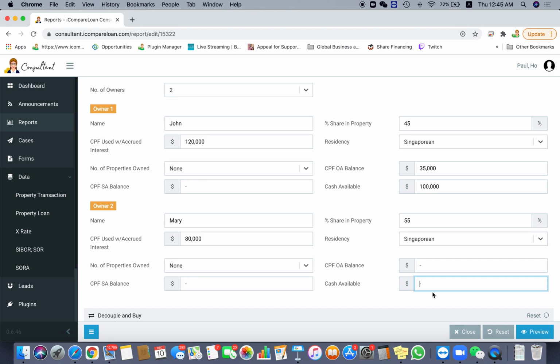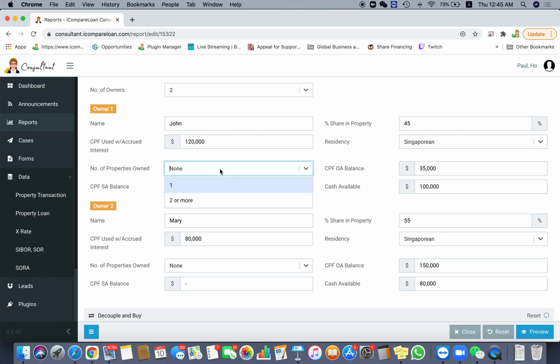And Mary says, yeah, she has about $80,000 in cash, too. Her CPF OA balance, because she didn't use as much as John, she has probably 150,000 CPF OA. Okay, so of course CPF SA balance will be important when buying the second property, right?